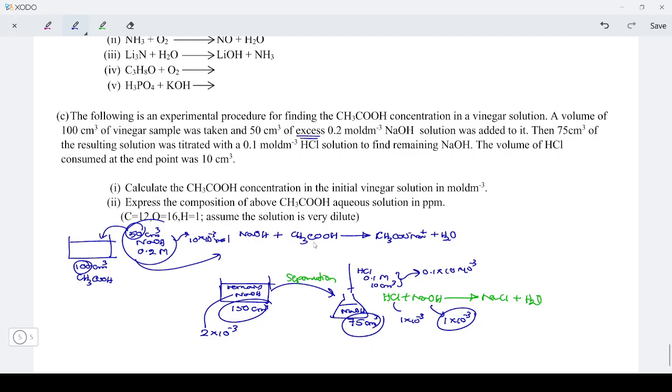That means the reacted amount is the difference. So 8 into 10 to the power minus 3 has reacted. That means there is 8 into 10 to the power minus 3 moles of acetic acid, because they react in a 1:1 ratio. Then to get the concentration, you divide by the volume. That's it.